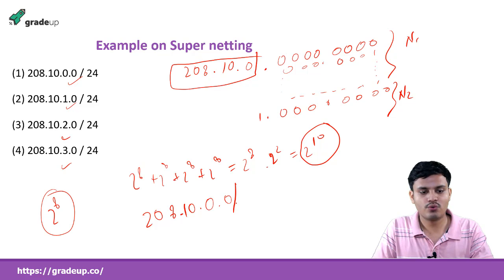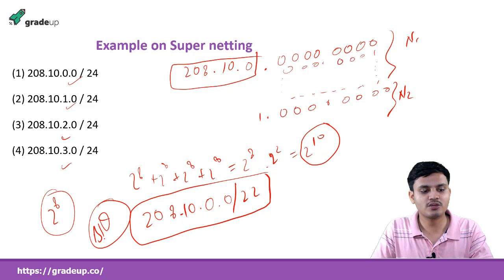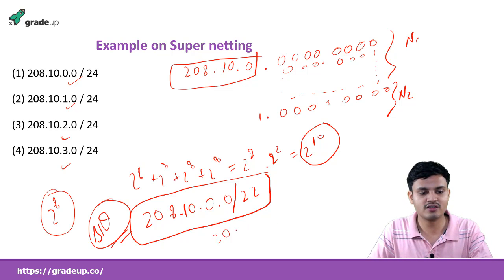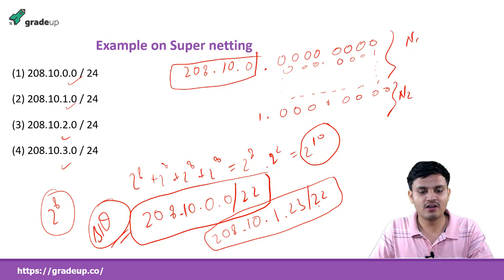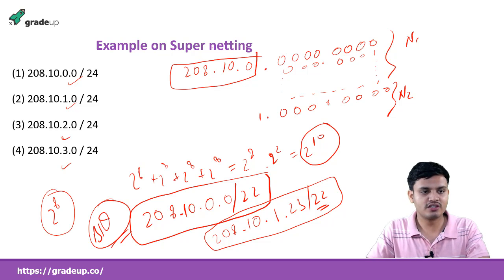Write it with /22. So this will be your block ID. You can use any network address to represent this supernet, but it will already identify the block ID, so there will be no problem. And we understand that to get the block ID, all the host bits should be 0. So these two representations represent the same network.